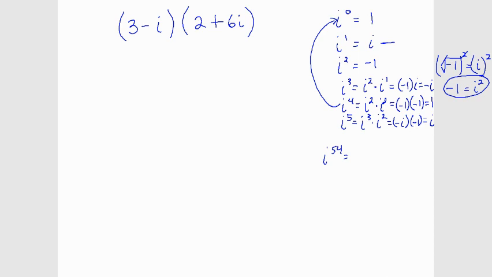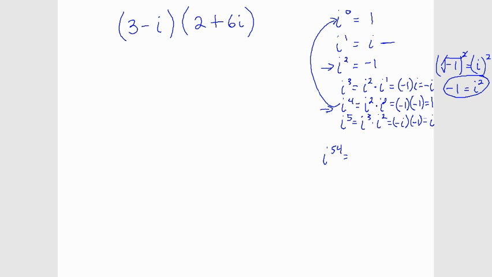Well, let's take a notice. First of all, 54 is an even number, so the answer is either going to be -1 or 1. And if we notice this, i to the 0 and i to the fourth, the powers were multiples of 4. So if it's a multiple of 4, we can conclude that the final answer will be 1.